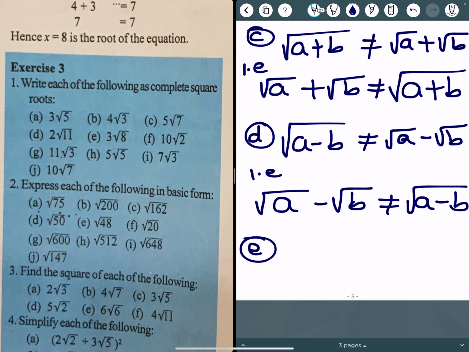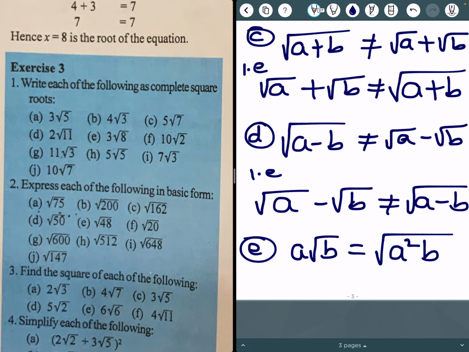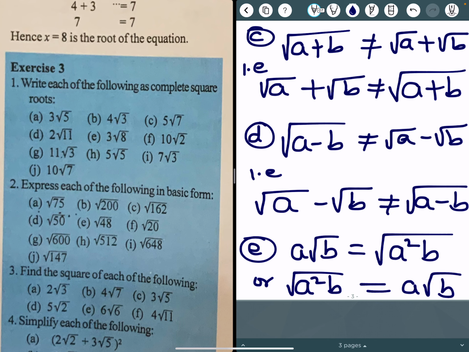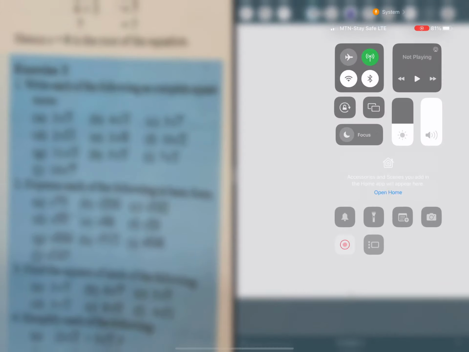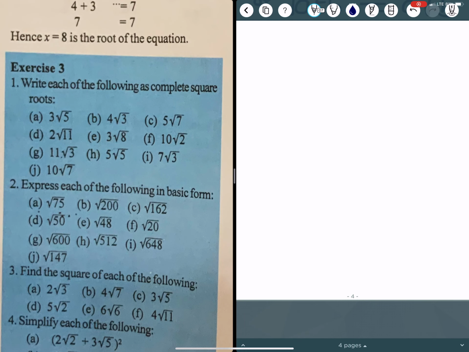The fifth rule says A root B is equal to the square root of A squared times B. A times root B is the same thing as the square root of A squared times B. So also we can write that the square root of A squared times B is equal to A root B. Take note of these basic rules of surds. We'll be using them in simplifying different surds as we move on.